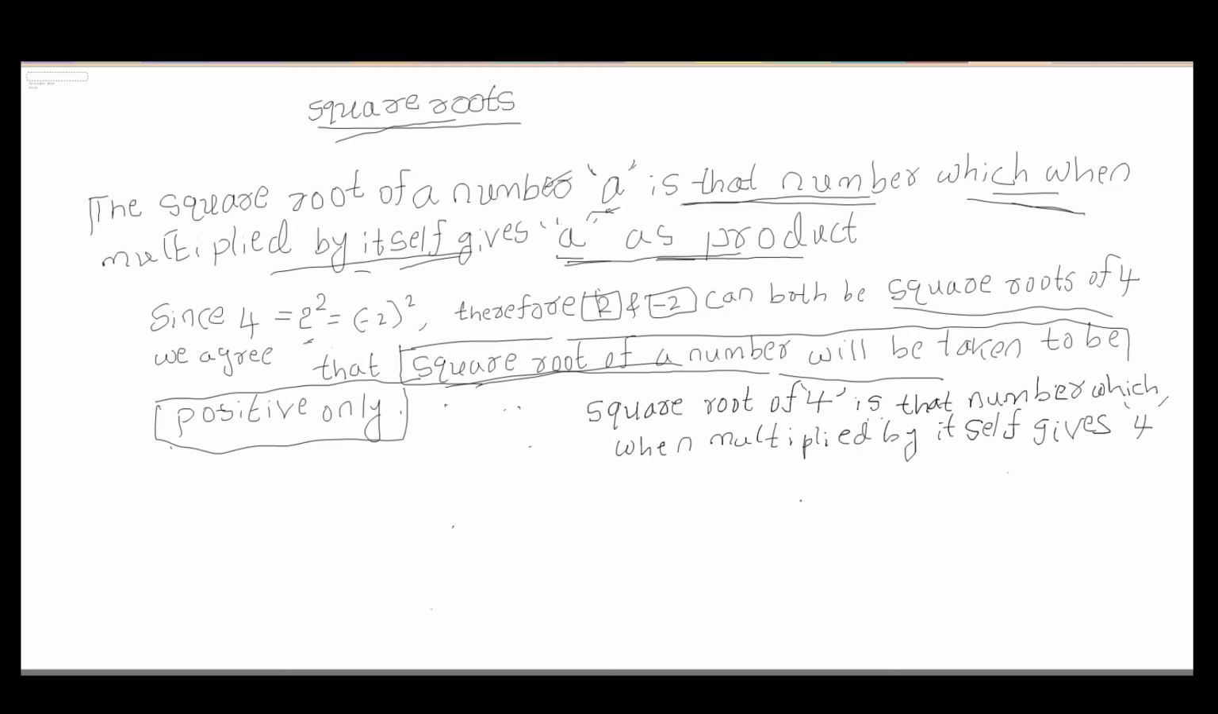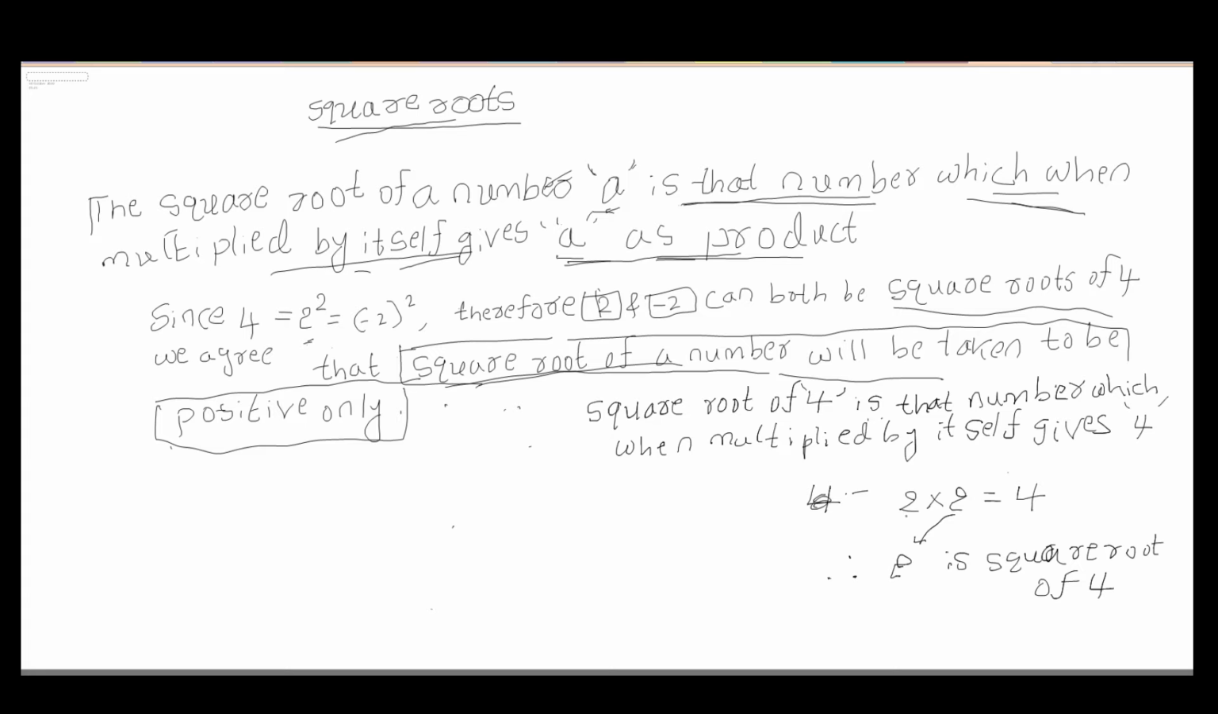What is that number actually? That is 2. The answer is 2. When 2 is multiplied by itself, it gives 4. See, that is a 2. Therefore, 2 is a square root of 4.